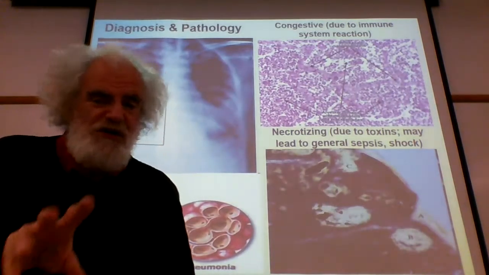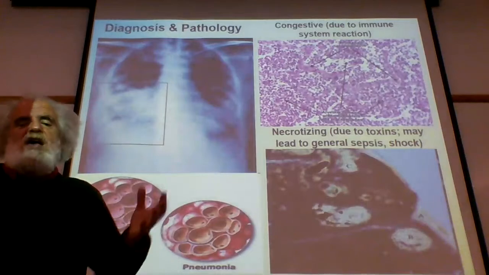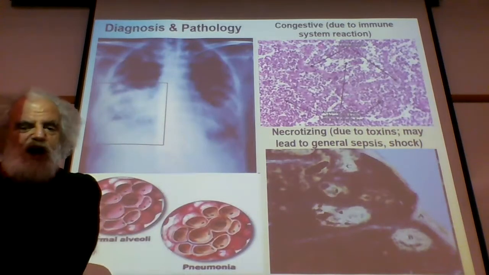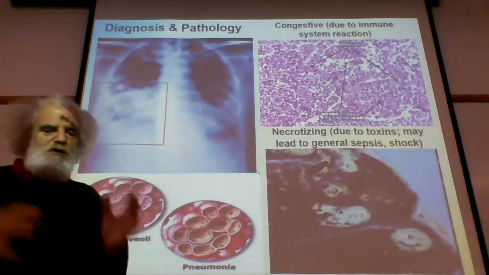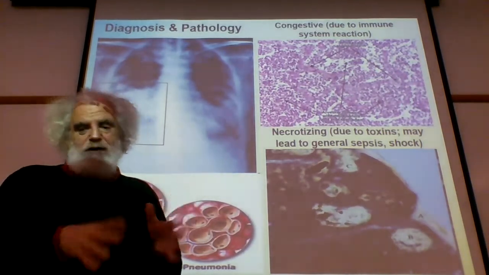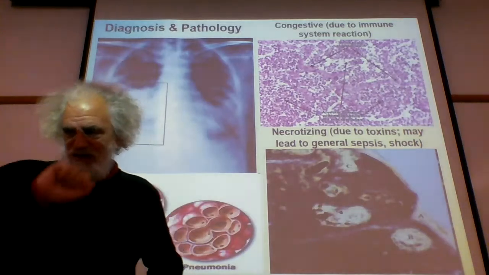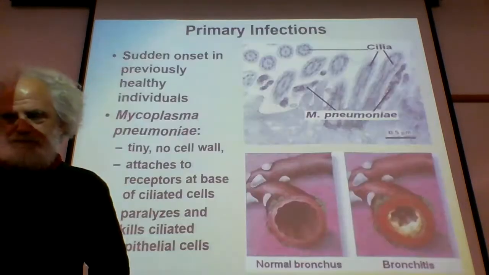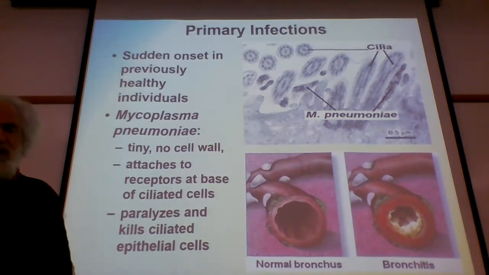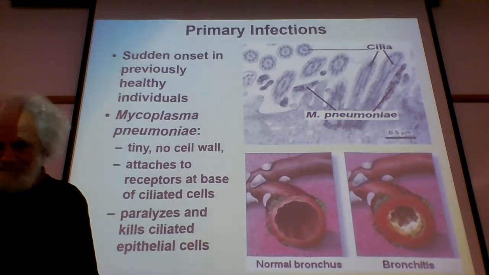So different bacteria are going to have different toxins. So pneumonia is not a single kind of disease. Depending on the bacteria, pneumonia is going to have a variety of different pathologies. So there are primary infections in pneumonia.